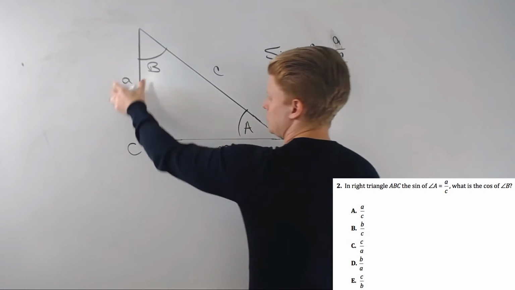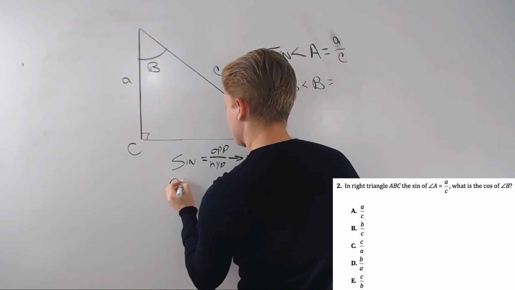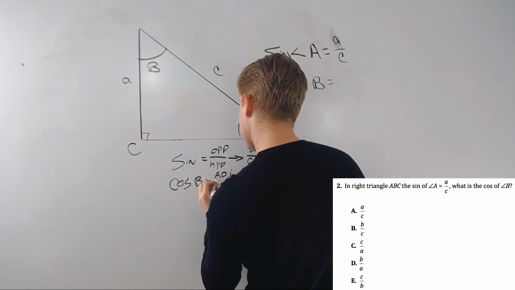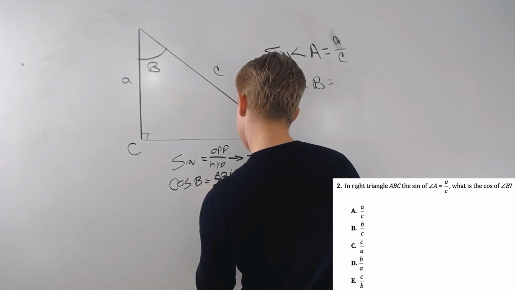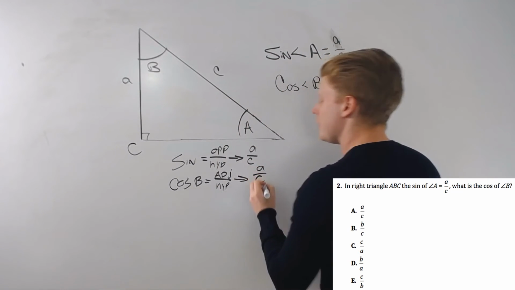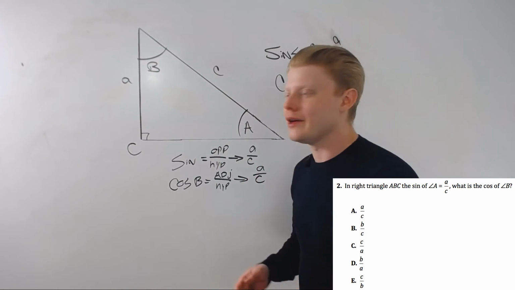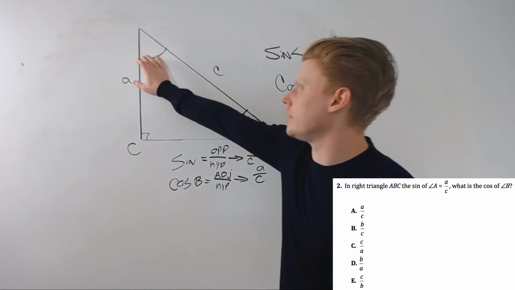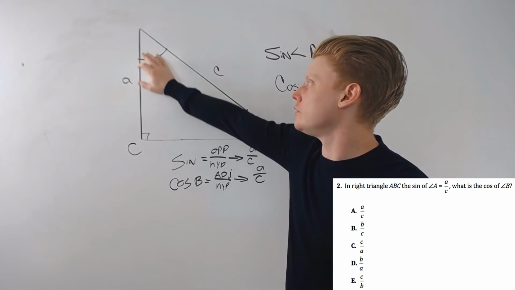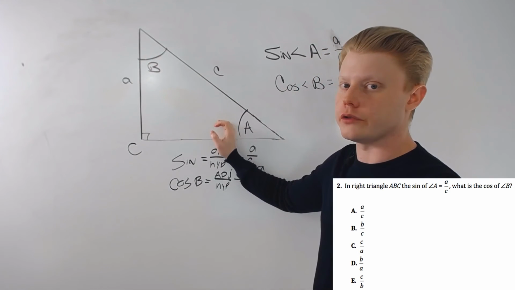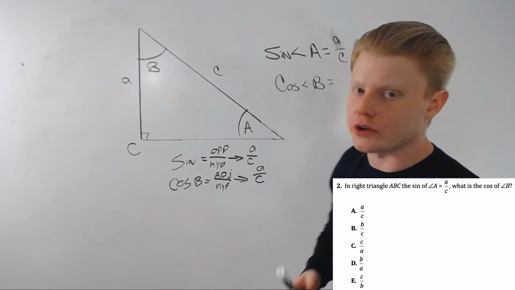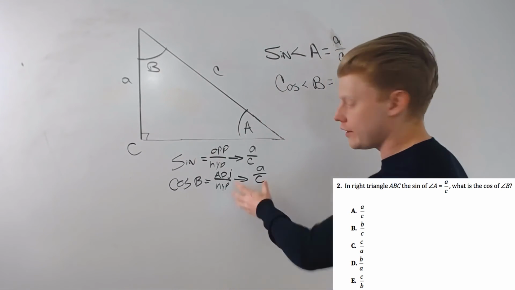So how do we do that? Well, cosine of B is adjacent over hypotenuse, and that's going to be a over c. That always works this way, by the way. The sine of A will equal the cosine of B because opposite for A is adjacent for B and vice versa. Sine here is cosine here, so on and so forth. So the correct answer is a over c, letter choice A.